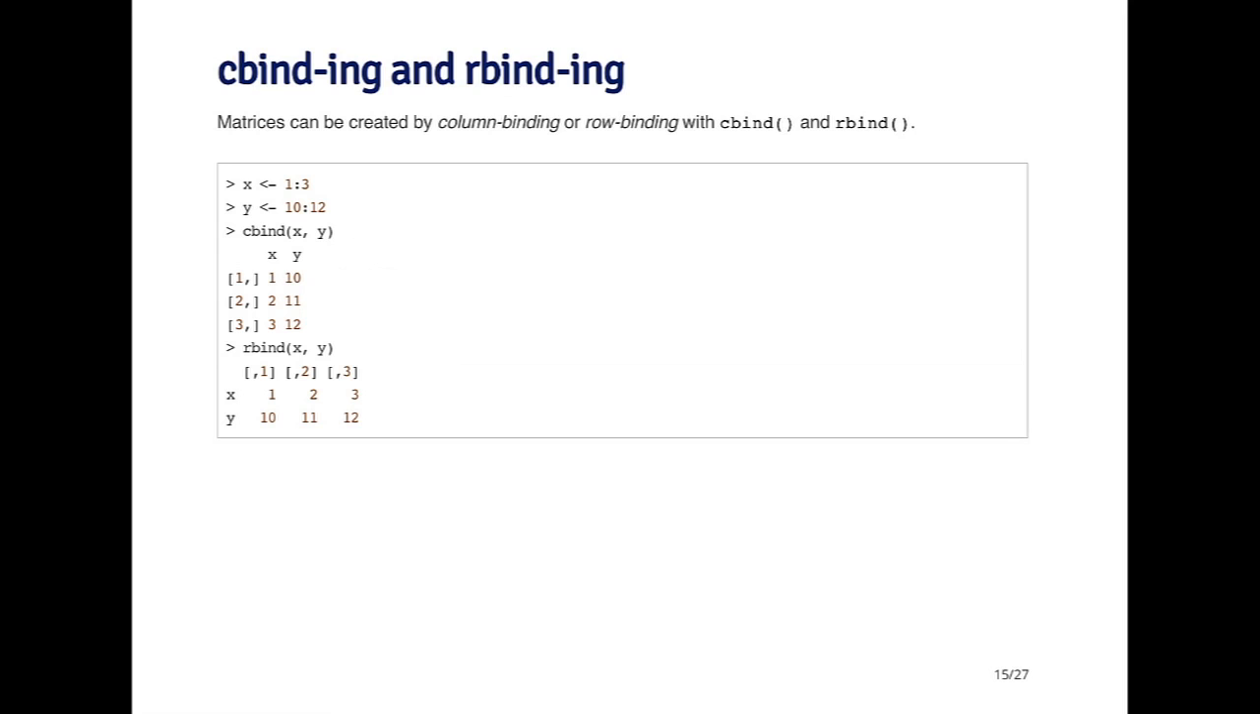Another way to create a matrix, and this is a common way, is by binding columns or binding rows. Column binding and row binding can be achieved by the functions cbind and rbind. For example, suppose I have the 2 objects, x, which is a sequence from 1 to 3, and y, which is a sequence from 10 to 12. If I cbind those 2 objects, then I'll get a matrix where the first column is 1 to 3, and the second column is 10 to 12. So this is kind of what you might expect would happen. If I rbind those 2 objects, then the first row will be 1, 2, 3, and the second row will be 10 through 12. So cbinding and rbinding is another way to create a matrix.